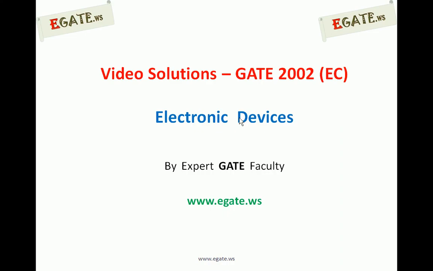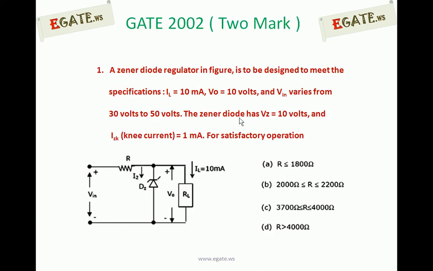Hello, we are discussing the GATE 2002 ECE paper, and the topic we are discussing is electronic devices. This is the first 2 mark question that came in 2002 GATE. The question is related to the Zener diode voltage regulator. This circuit diagram is a simple voltage regulator using a Zener diode.